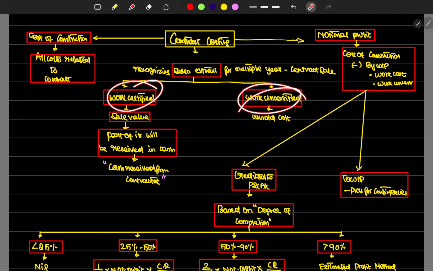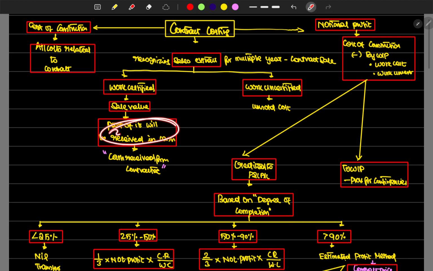The work certified means sales value. We can recognize it in our books. Part of it will be received in cash. Generally work certified will be 100%, but CMRL will provide only 80%. Usually CMRL will hold back the 20% as a provision for contingencies.